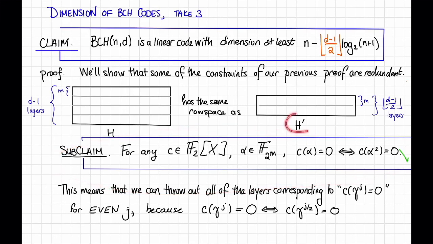Therefore, H prime has the same row space as H, and it has the claimed number of layers, so the claimed number of rows. And using exactly the same argument as before, number of variables minus number of constraints, this proves the new claim with this improved bound. Hooray!